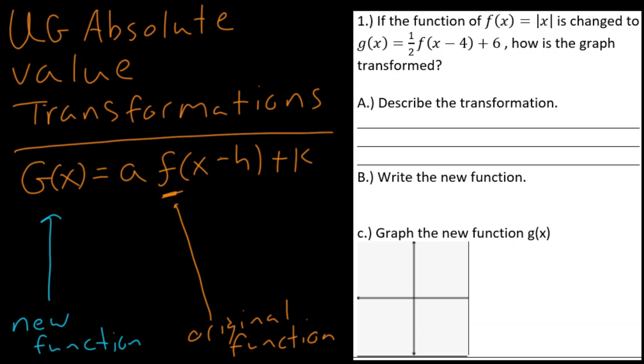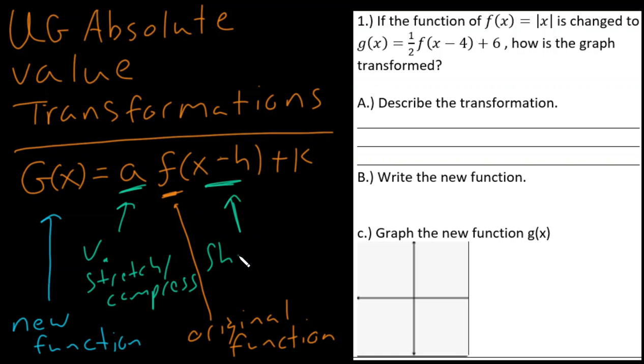Then you have these other various aspects. This a tells you if you have a vertical stretch or compress. So let's write vertical stretch slash compress. And this x minus h tells us, is my new function going to shift left or right? Say shift left slash right. And lastly, this k value is going to tell me, is the function going to go up or down?